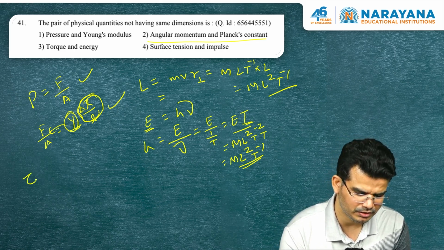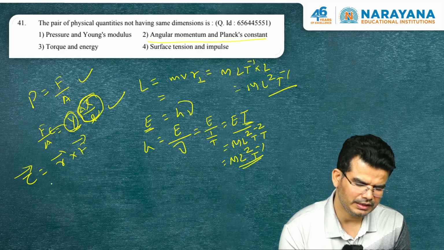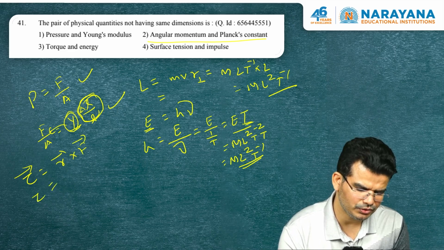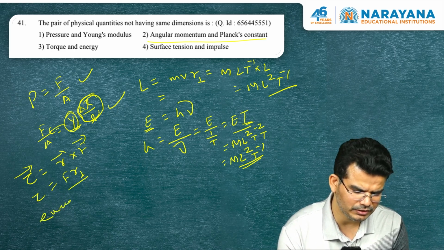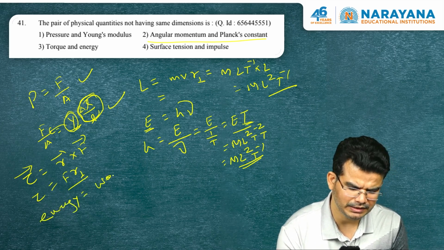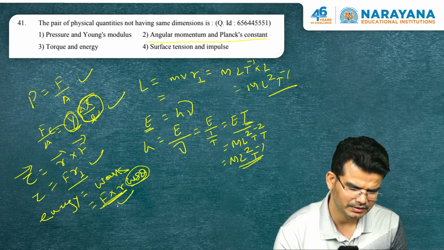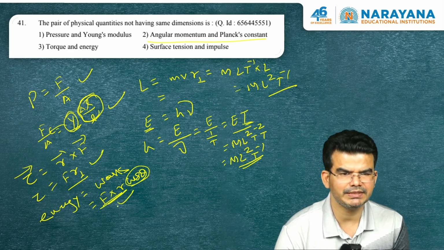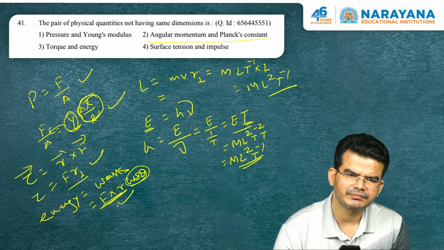Third one is torque. Torque is r cross F; magnitude wise, torque is F into r perpendicular. So, force into distance. What is energy? Dimensionally energy is work, and work is force into displacement into cos theta. Cos theta is dimensionless, so this is the only dimension. Both have the same dimension. So, torque and energy have the same dimension. So, definitely the fourth is the answer because we have checked all three. Let us check the fourth one also.